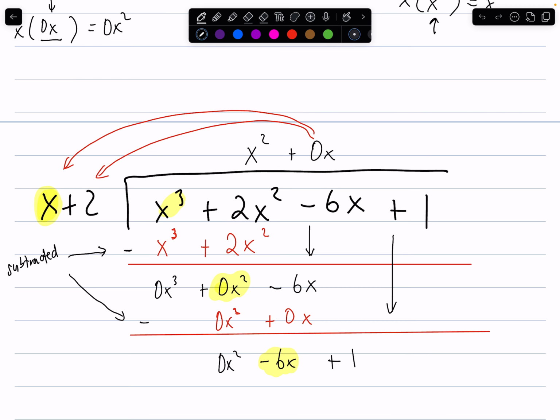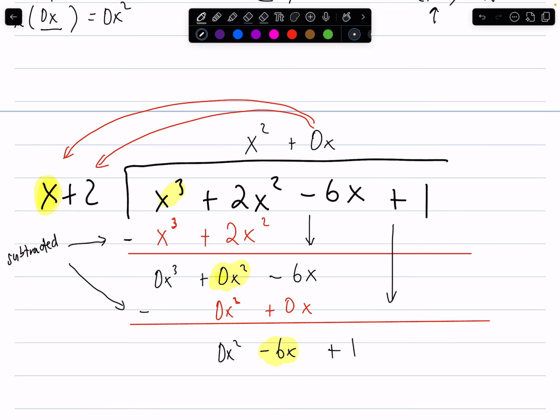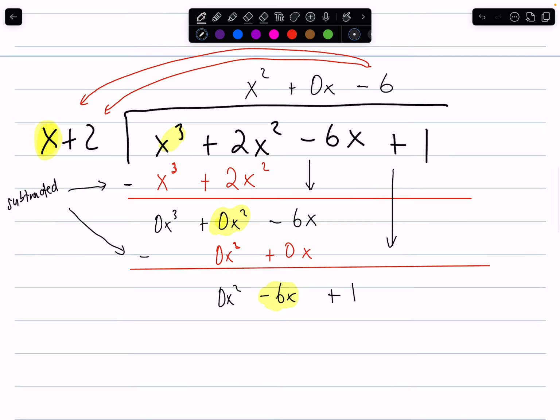Now, how many times does x go into negative 6x? X times what gives me negative 6x? Well, x times negative 6. So now x times negative 6 will give me negative 6 over here. And then I got to do the same process all over again. I take the negative 6 and multiply it back to both of these guys. Now I'll have negative 6x minus 12, because negative 6 times positive 2 gives me negative 12. And then I subtract again.